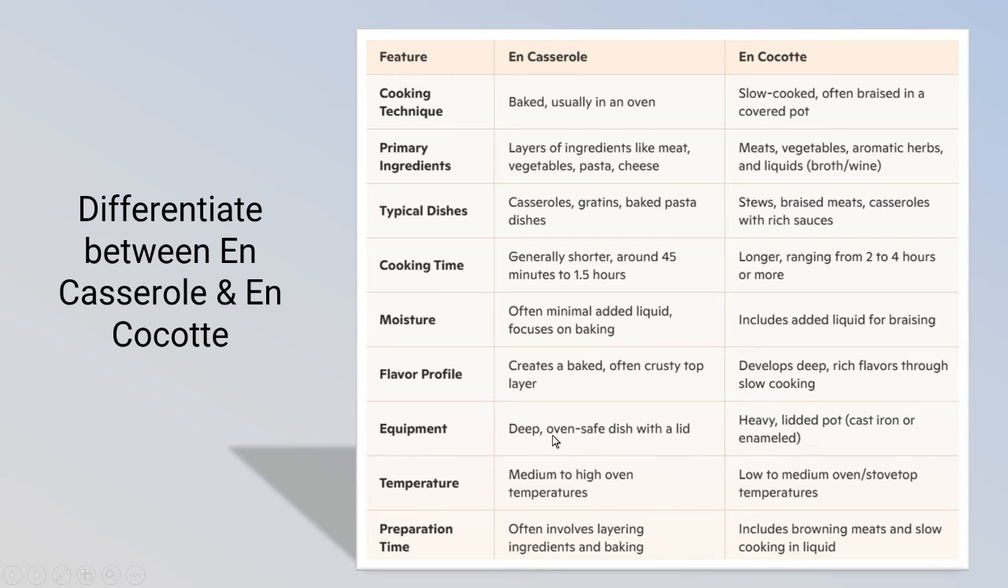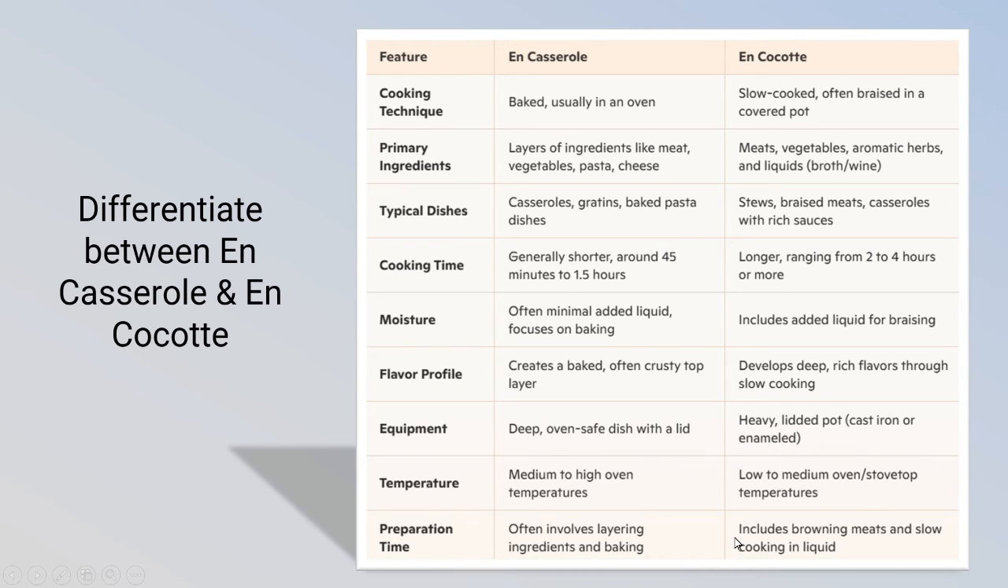Equipment: a deep oven-safe dish with a lid, that is a casserole, that is the name of the container. And cocotte is a heavy lidded pot made of cast iron or enamel. Temperature: a medium to high oven temperature is required for casserole, and in the case of cocotte, a low to medium oven temperature is required. Preparation often involves layering ingredients and baking.